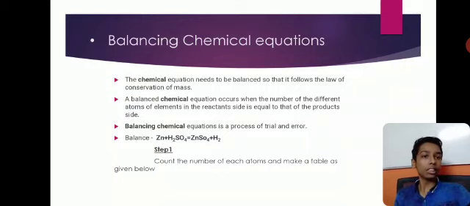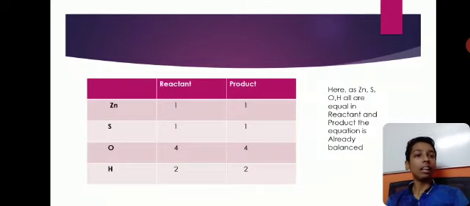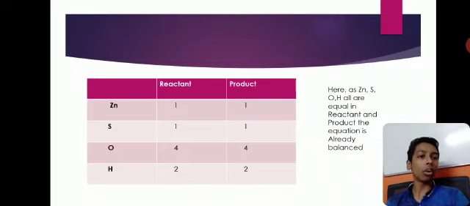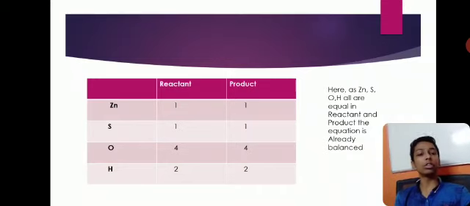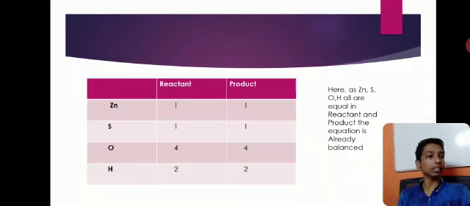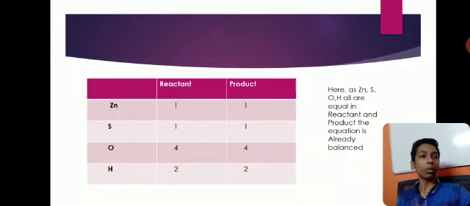Here we will see Zn plus H2SO4 gives us ZnSO4 plus H2. We will count the atoms and then we will try to solve it. Zn, that is zinc, is 1 in the reactant and also 1 in the product, and sulfur is 1 and 1. Oxygen is 4 in the reactant and 4 in the product. Hydrogen is 2 in the reactant and 2 in the product. So these are equal in reactant and product, so the equation is already balanced. It means the equation is balanced when the reactant and product are equal.